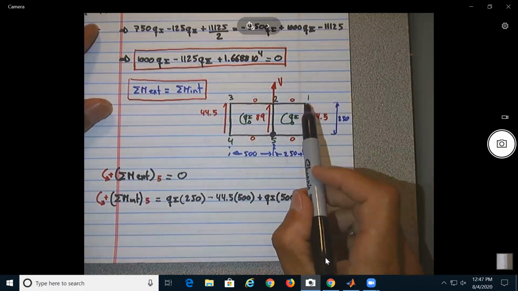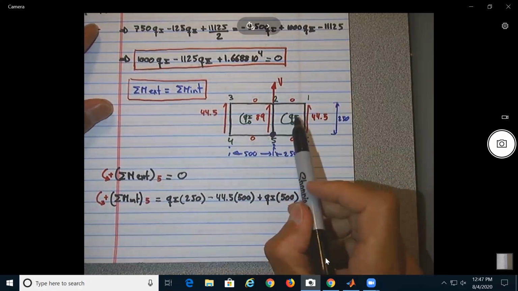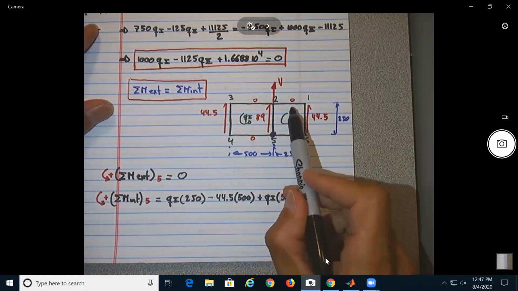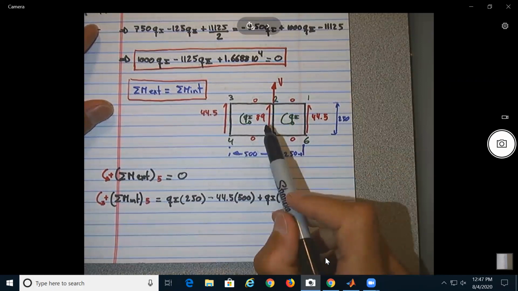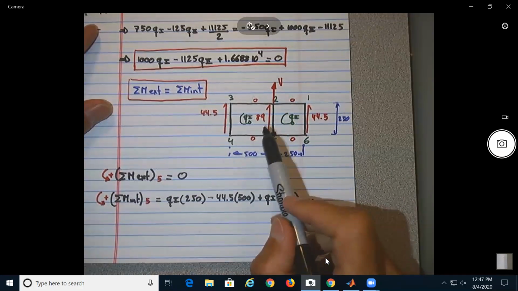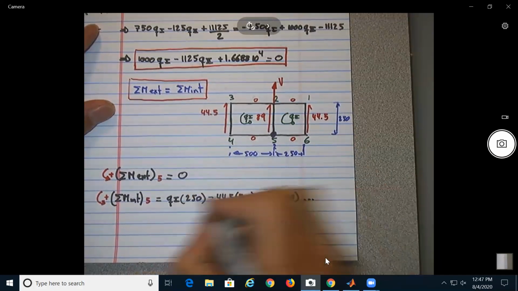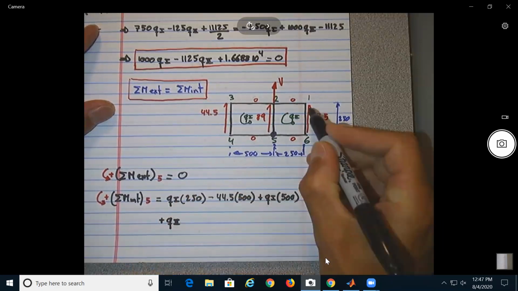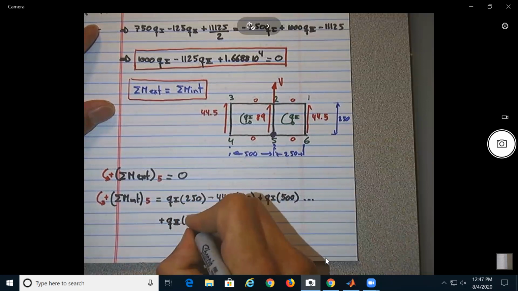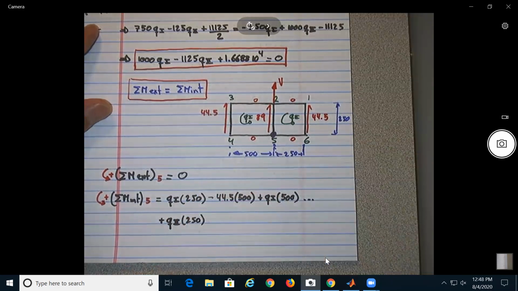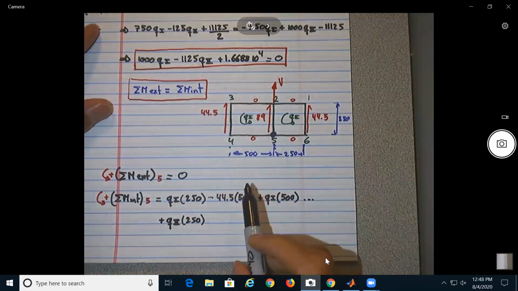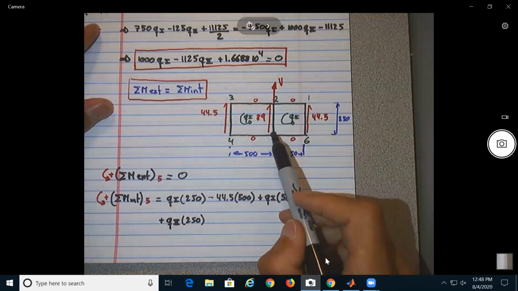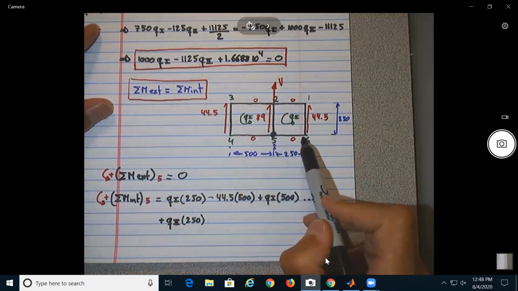So let's start by 1, 2. For 1, 2, this is 0, but we have a Q2 going to the left. So that will create a counterclockwise moment, no? So it will be plus Q2. What will be the arm? 250. So 1, 2, we have done 1, 2. This one will have 0. 5, 6 will be 0.